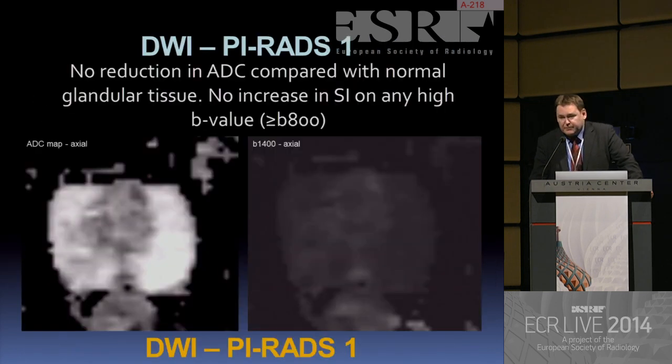Now, diffusion. Diffusion is maybe the most important sequence at the moment to report a multiparametric MRI of the prostate. So PI-RADS 1 is, de facto, normal tissue, no reduction of ADC compared with normal glandular tissue, no increase in signal intensity on any high B-value images. And the image is normal according to the ISUR criteria, should be done with a B value of minimum 800 or even more.